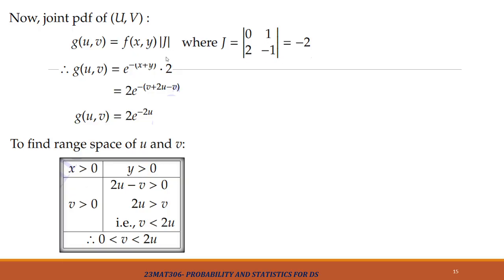So substitute this value in this equation. This function is given previously in our question. So substitute it, and finally we get the expression in terms of u and v. Next we have to find the range, right? Because it is a continuous random variable, we have to find the range.